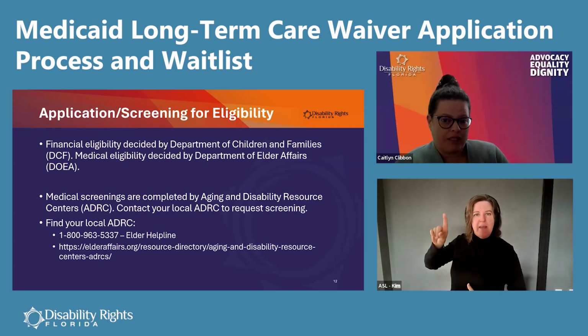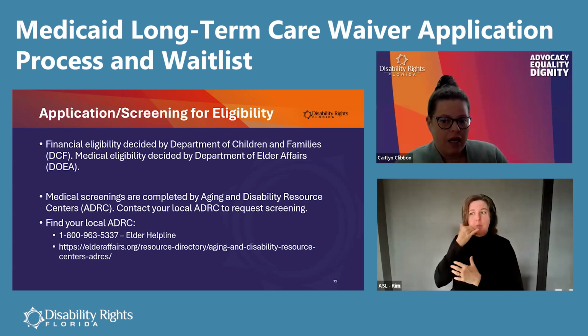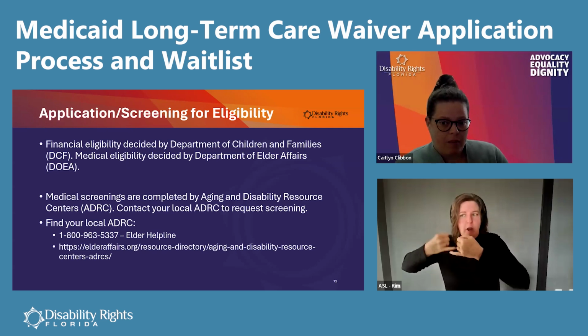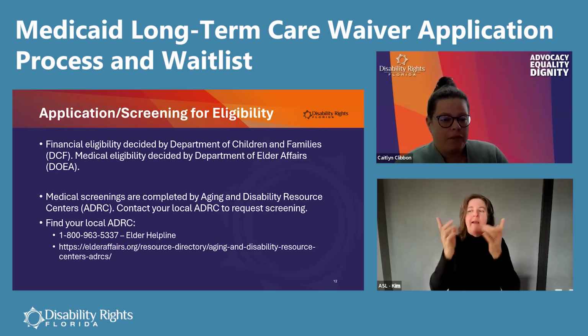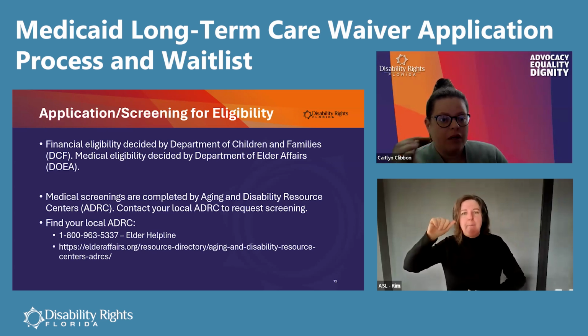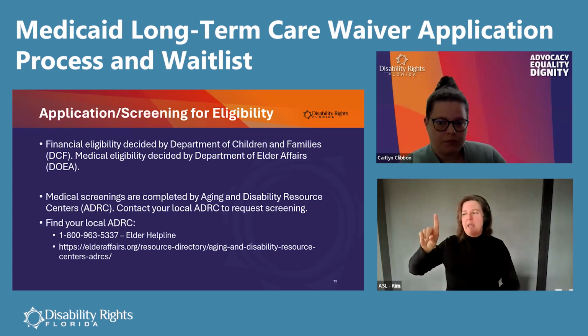To begin that process, you can do it by phone, and I've included the phone number here on this slide. That's the Elder Helpline, or there's a website at the Department of Elder Affairs that will show you a map where you can select your county, and it will tell you which ADRC you should be contacting.